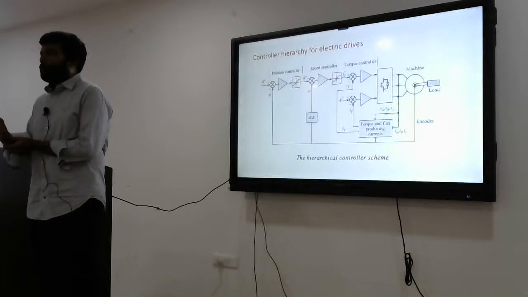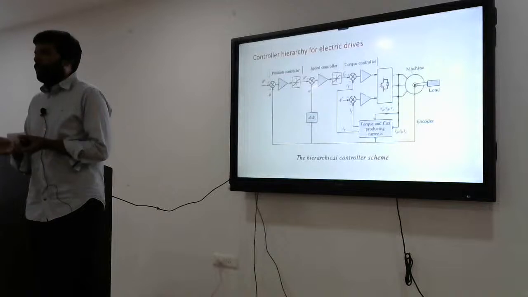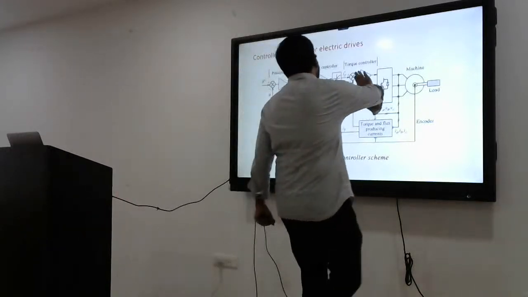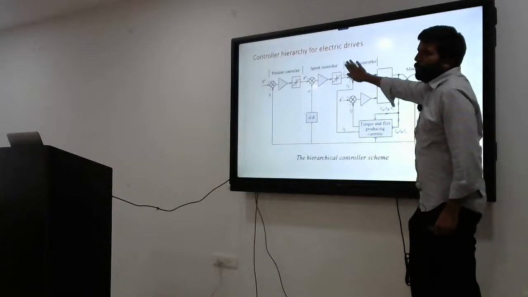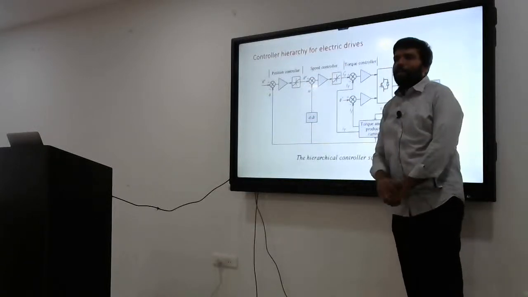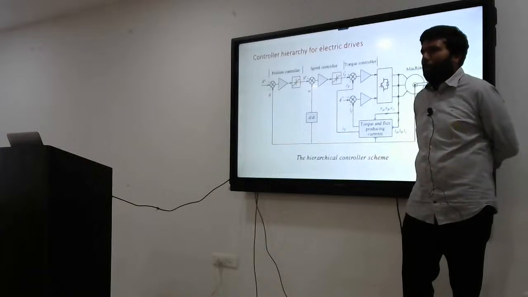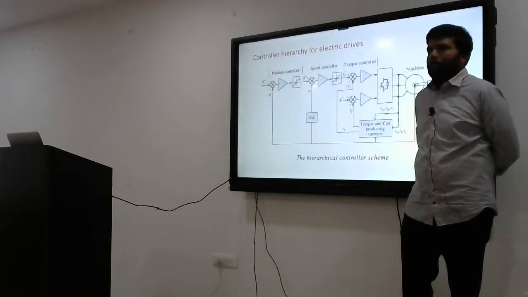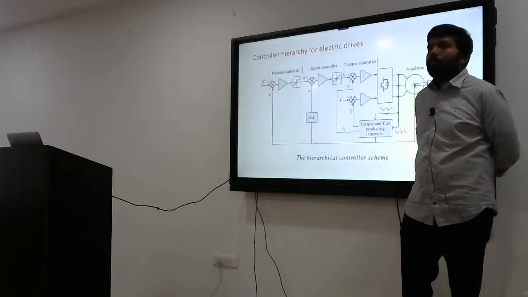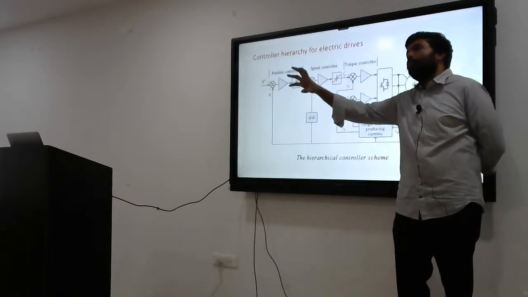Torque is the main cause component. According to Lenz's law, they will decide. Now the question is why they are keeping torque controller here? Why they are keeping speed controller here? Why they are keeping position controller here? That is my question. Anyone? What is the base for deciding the position of the controller?